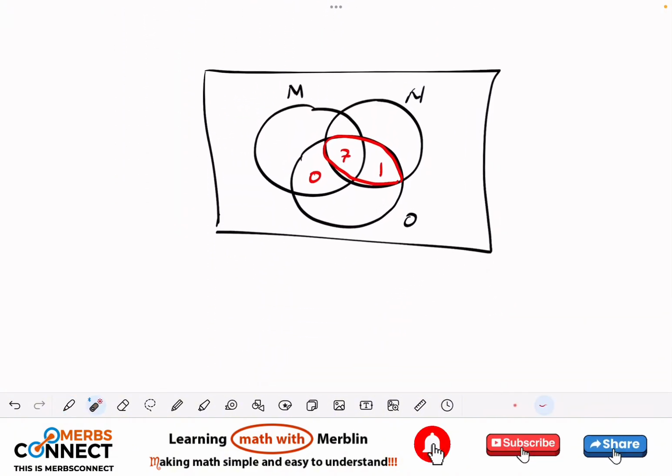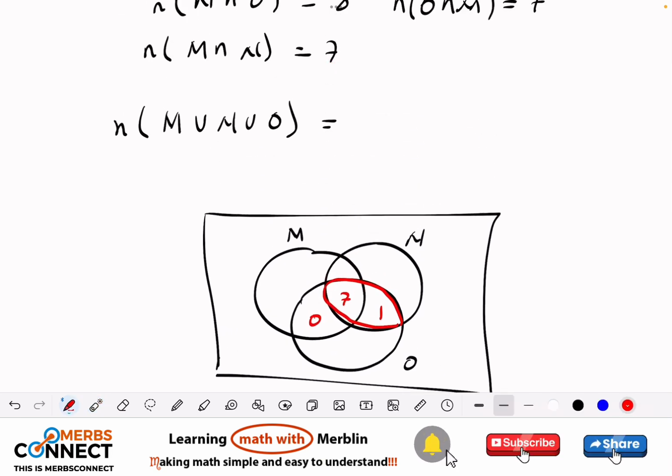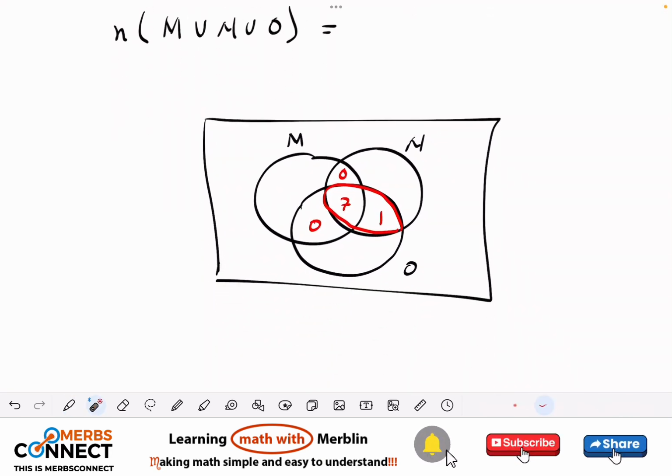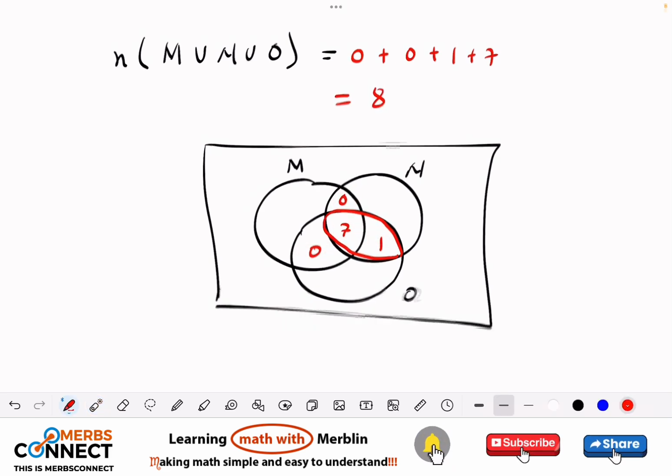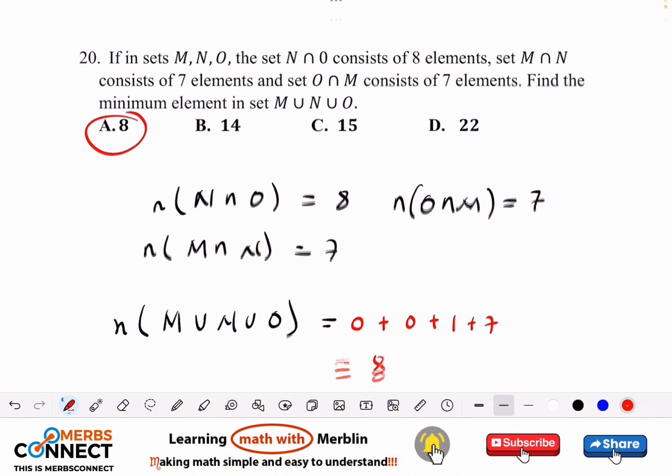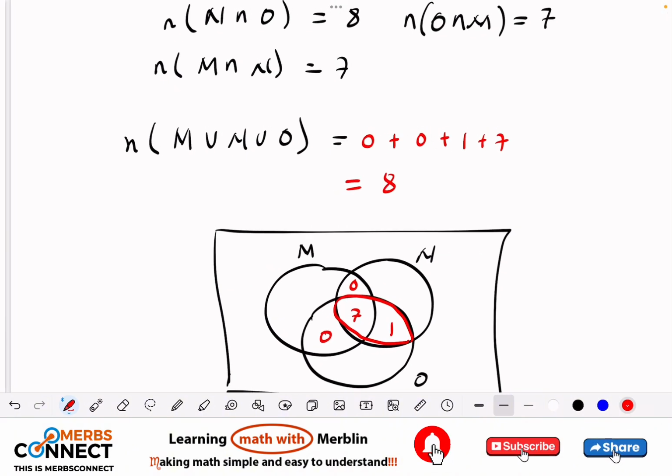Then what is NM? NM is here, but that one too is equal to 7. So we need to have this one to be 0. So that 0 plus this will be 7, 0 plus this will be 7, and this plus this will be equal to 7. So now our function here is going to be 0 plus 0 plus 1 plus 7. So this will be the minimum, which is going to be 8, which is right here. That will be the minimum value that we are going to get.